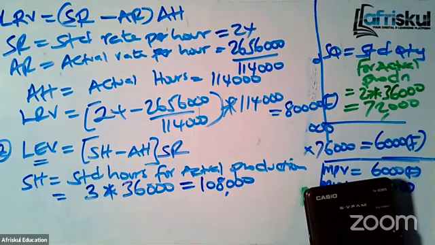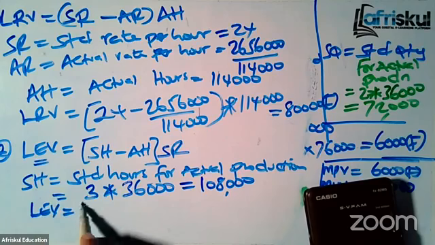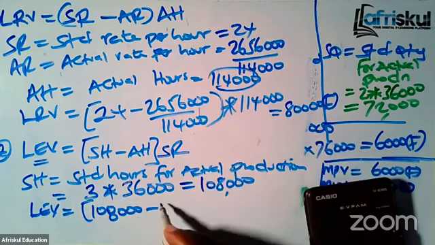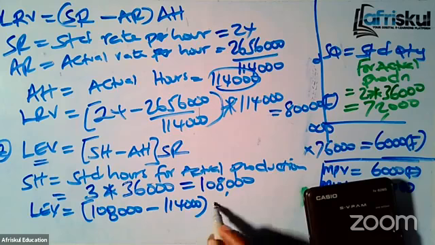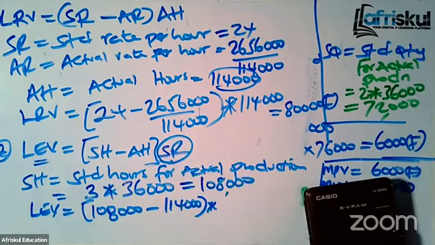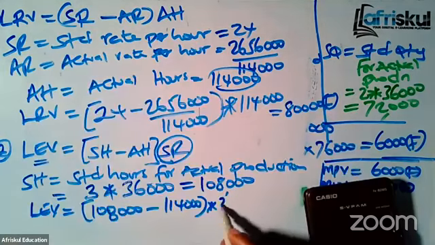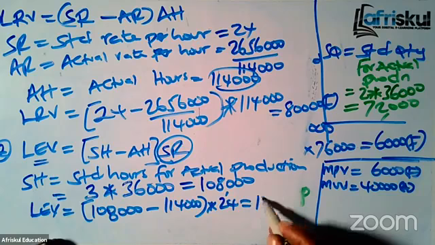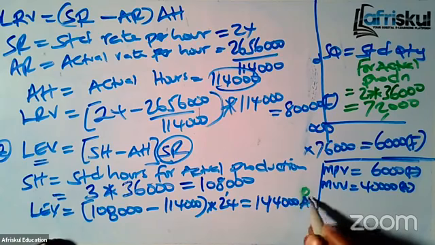108,000. So ladies and gentlemen, having gotten that, our labor efficiency variance will be equal to the standard hours that we have here, which are 108,000, minus the actual hours. The actual hours, we got them here, they're 114,000, times the standard rate per hour, which we got as 24. So 108,000 minus 114,000 times 24 will end up giving us 144,000 negative, which is what here?